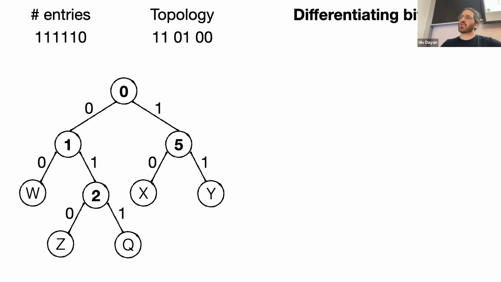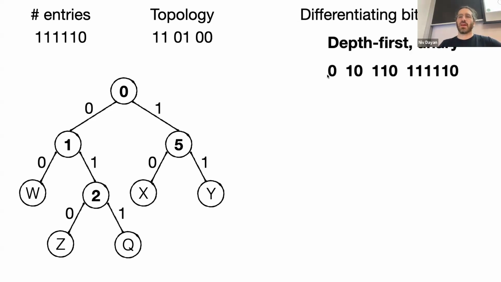Yeah, I'm going to do depth first, but what should I actually use for the encoding itself? Unary code, why? It's always going to be small. That's exactly right. So I'm going to use a unary, right? And in this case, it looks like this because I'm representing the 0, 1, 2, and 5 in a depth first order. And I'm using unary, right?